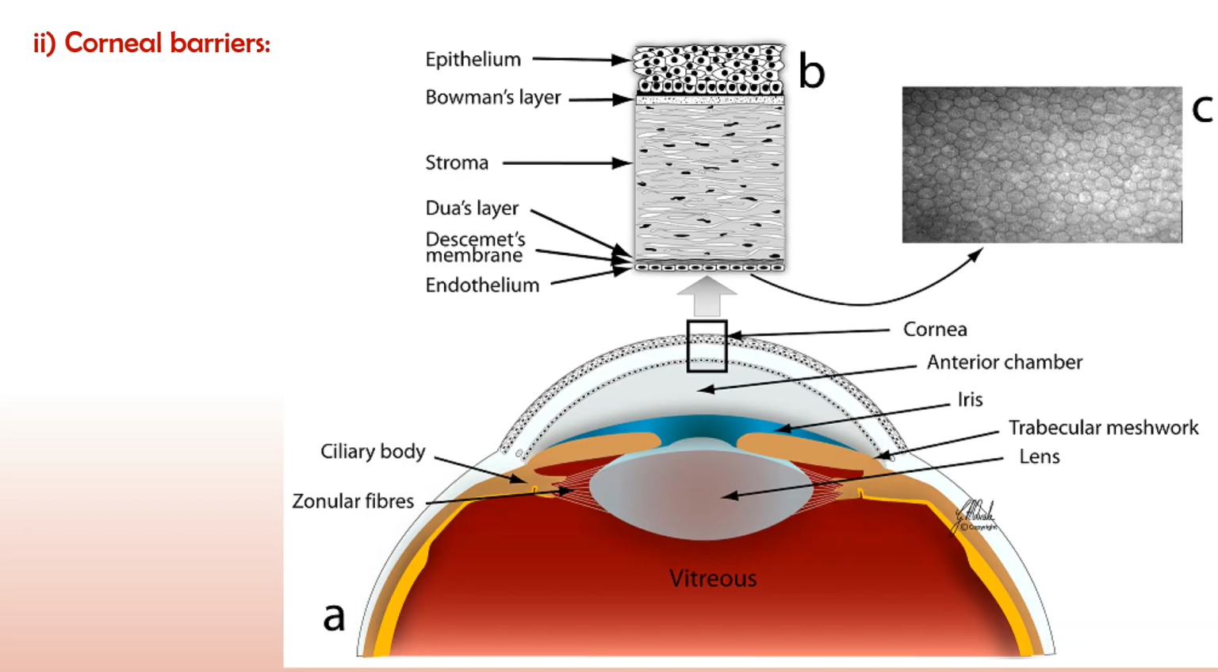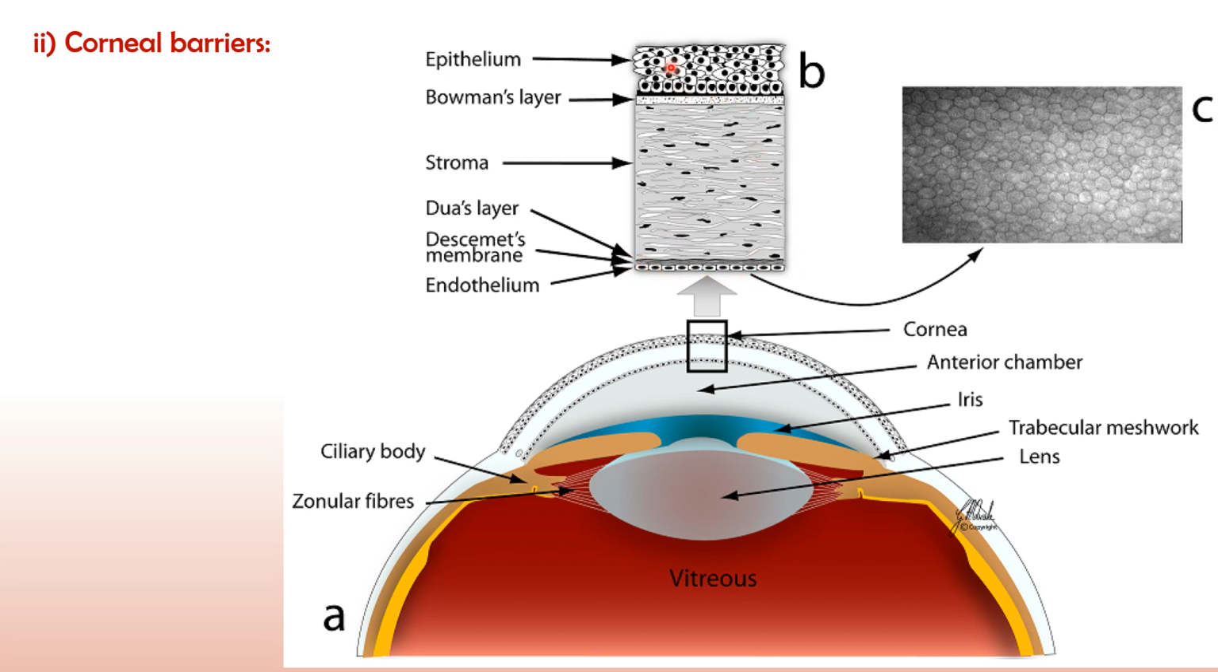Okay, now let us see the corneal barriers. We have seen that the cornea is the major barrier. If you see this small section of cornea, it contains 5 basic layers. The first one is the epithelium, next is this small Bowman's layer, then this is the stroma, this is Descemet's membrane, and this is the endothelium.